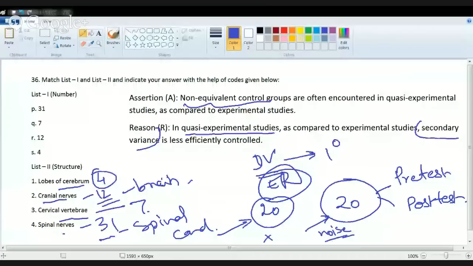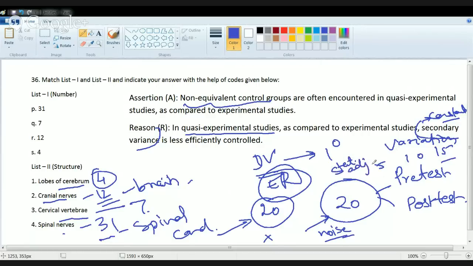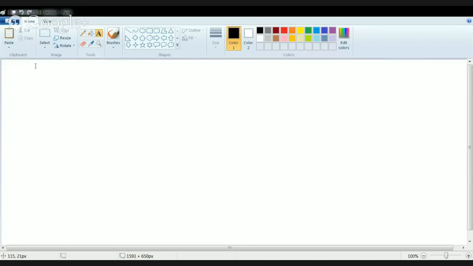in an experiment. So how can you control the secondary variance in an experiment? The secondary variance can be controlled by a few things. The first is randomization. We can keep the secondary variance constant. Then we can provide a systematic variation. Okay, after every 5 minutes or 10 minutes or 15 minutes, this should happen. And finally, there should be a statistical adjustment. So these are the major phenomena that we discuss here. So both assertion and reason are correct, but they are not related to one another, or we cannot say one explains the other.